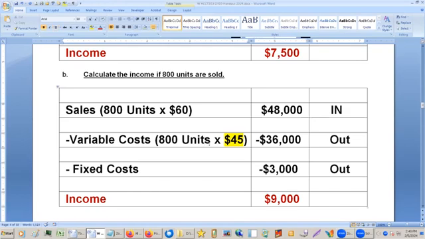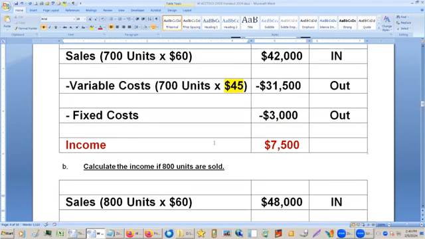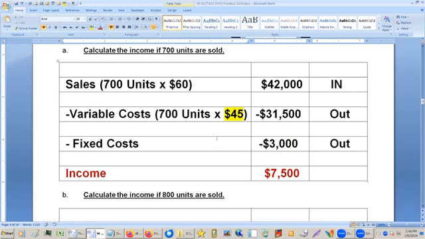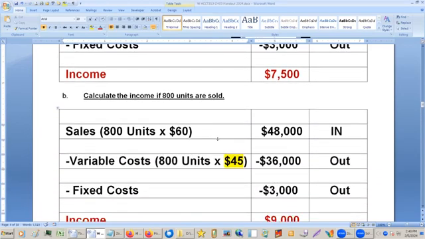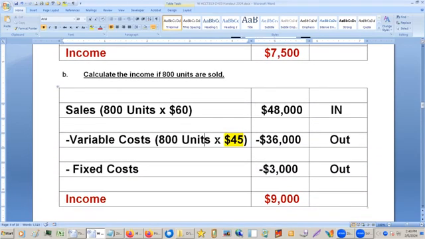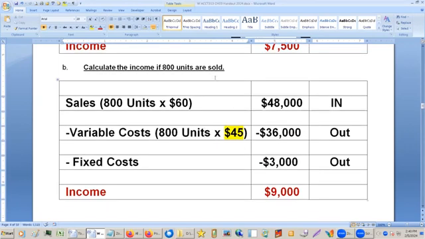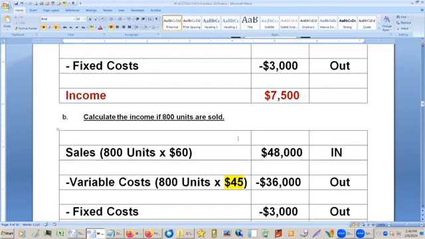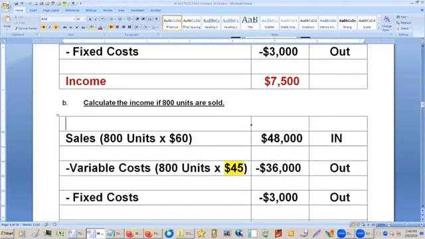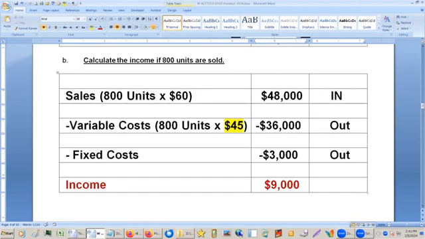So again, we can calculate the income, how it would change going from 800 units to 700 units to 800 units. And you can also play a lot of what ifs with this. You know, if we increase our advertising by $1,000, we can sell 800 units. Should we do it? So would you pay out $1,000?